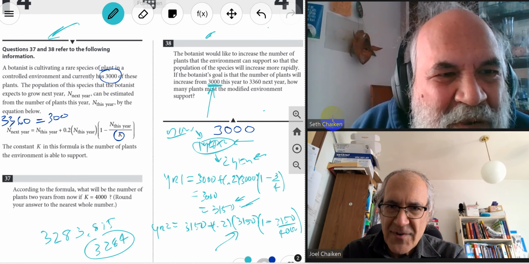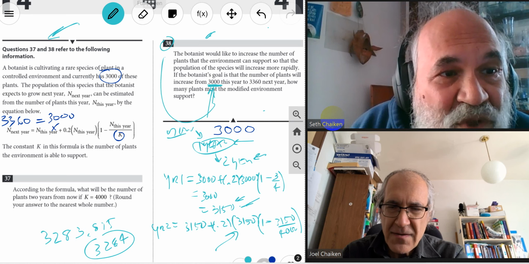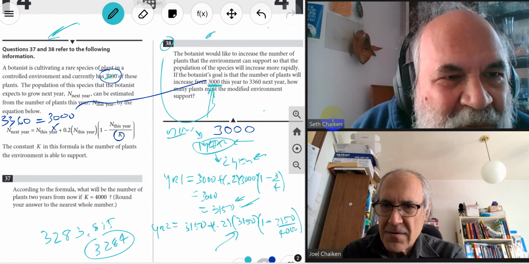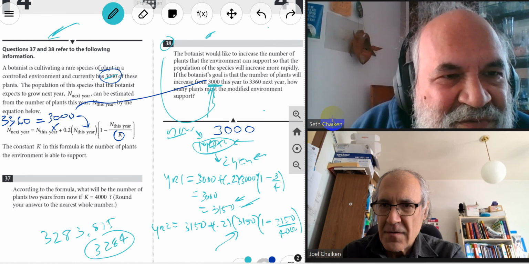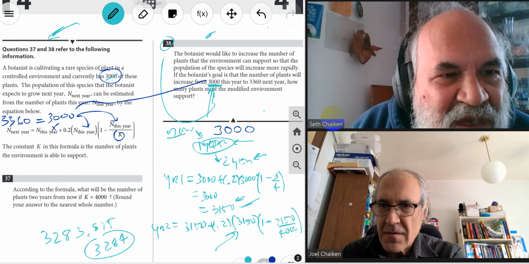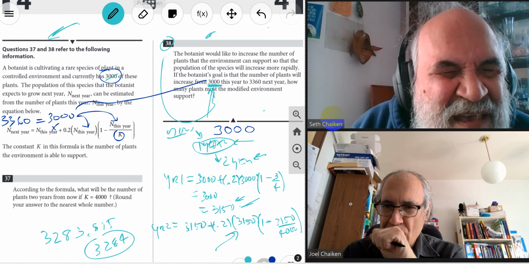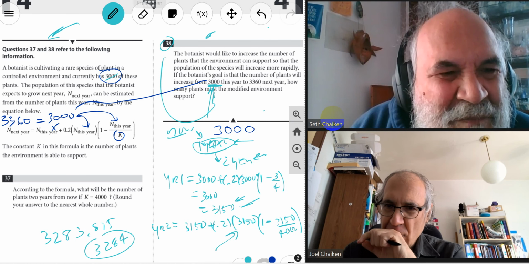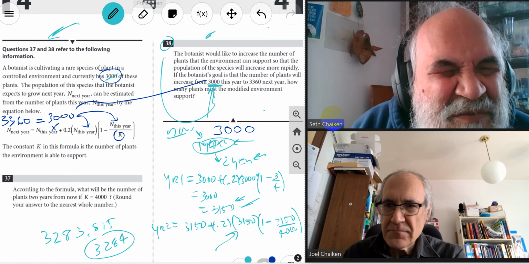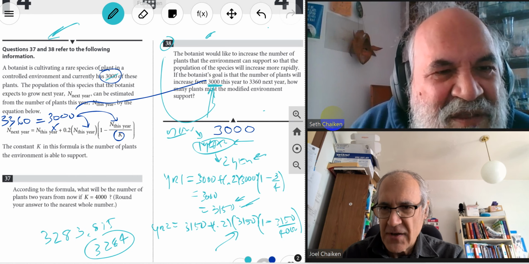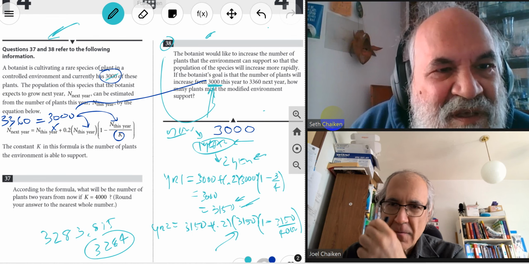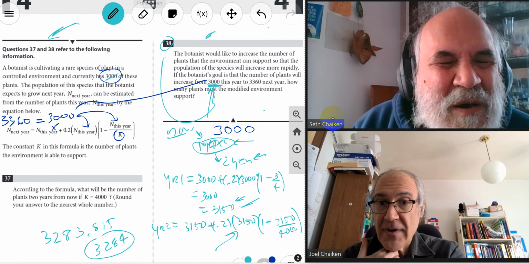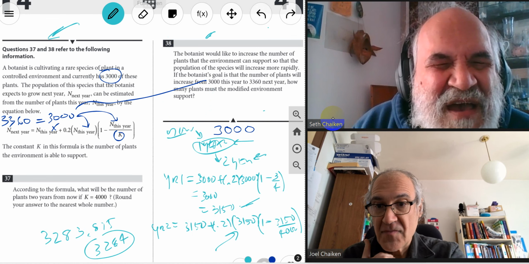No, you use the number from number 38. You need the 3,000 from there, not here. You plug in the 3,000 three places. So n next year is replaced by a constant 3360, and this year is replaced by a constant 3,000. And you solve for K to make the equation true. So it's a messier equation. It's a messy algebra problem.